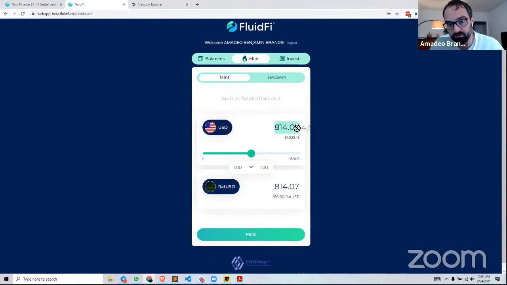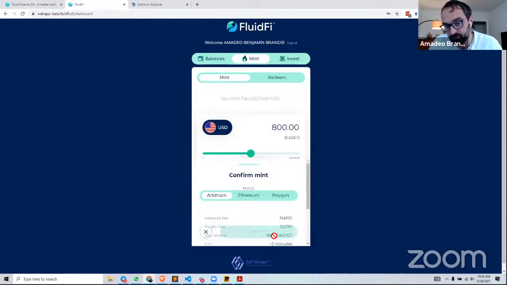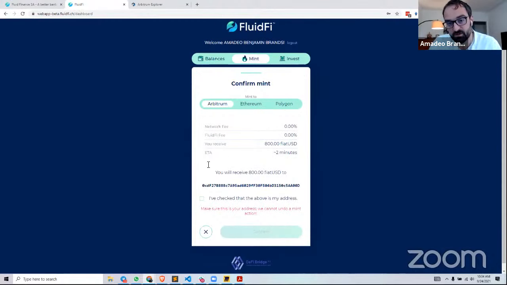I'm now going to mint 800 fiat USD, right? Then it asks me to which chain I want to mint. As you see, we're also, of course, going to deploy on Ethereum. We're looking at deploying on Polygon. I also had conversations with Moonbeam from Polkadot or Terra Network, et cetera. We can basically deploy here to any EVM compatible chain.